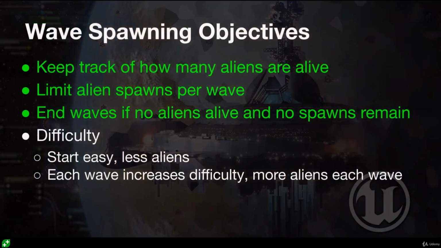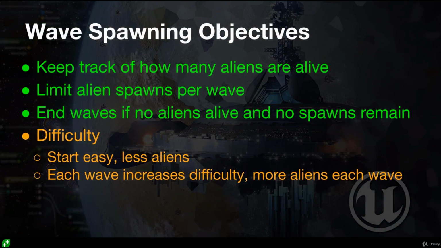Awesome, so we're really close to having our AI wave spawning complete. Our next step is to add a difficulty feature. We want to make it so each wave spawns more and more aliens, making it harder for the player to survive as each wave goes on.